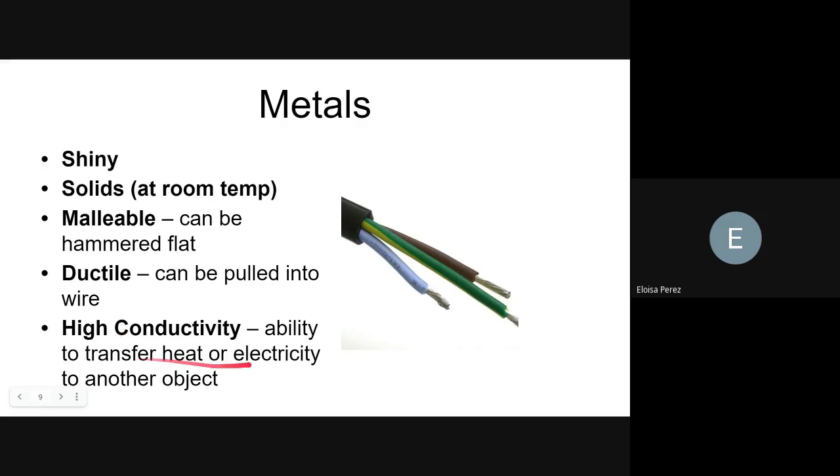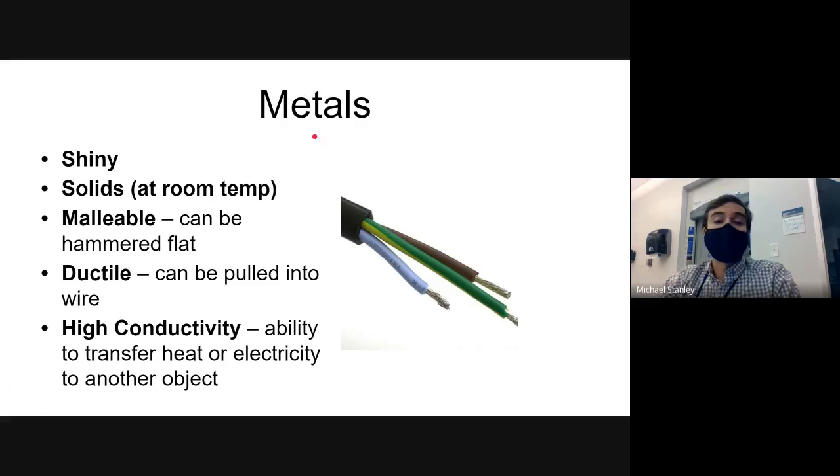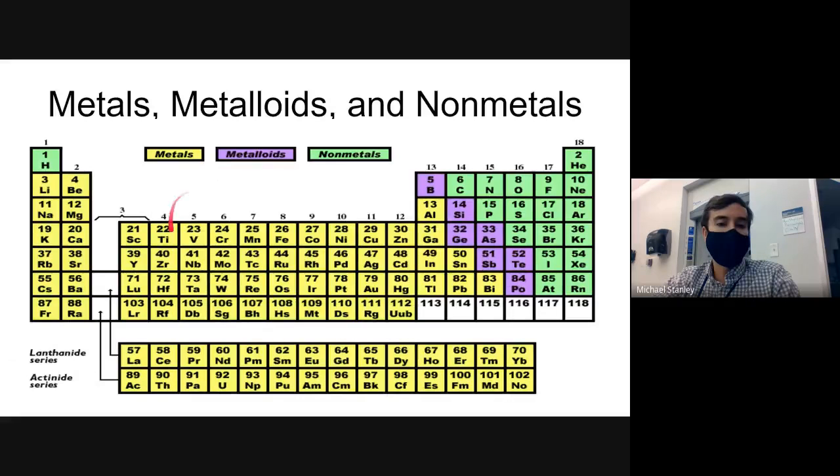So metal is an element? Metal is not an element itself. Metal is a big group of elements. So all elements right here are metals, which means for the most part, they share most of the properties that I'm talking about.